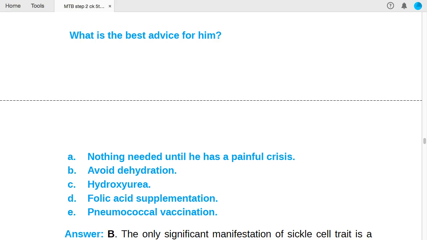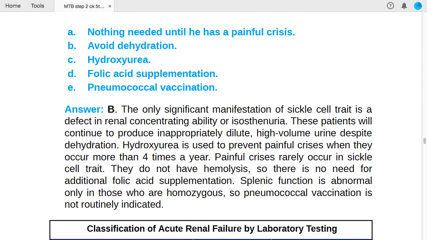What we are going to say to this patient is that he should avoid dehydration. Why? The only significant manifestation of sickle cell trait is a defect in renal concentrating ability, or isostenuria. So these patients will continue to produce inappropriately dilute, high-volume urine despite dehydration. The patient is dehydrated, but despite being dehydrated, still comes with this high-volume, inappropriately diluted urine. So we can say there is a defect, and we'll ask this patient to avoid dehydration as much as possible.